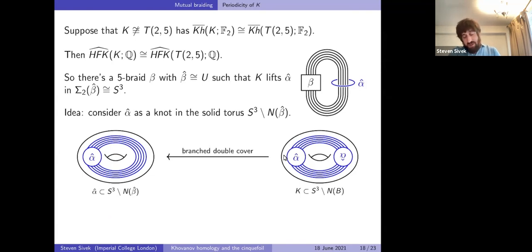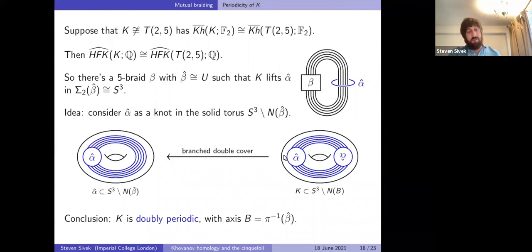This is alpha hat lifts in the branch double cover to something where we had some strands wrapping around, and then alpha hat, whatever that was, some complicated tangle. And in the branch double cover, we just see two copies of that tangle glued one on top of the other. And the conclusion that this picture is telling us is that K is a so-called doubly periodic knot, and its axis of symmetry B is just the lift of beta hat in that branch double cover. Doubly periodic means that there's an involution of the three-sphere with fixed set some unknot, which acts freely on the knot itself.